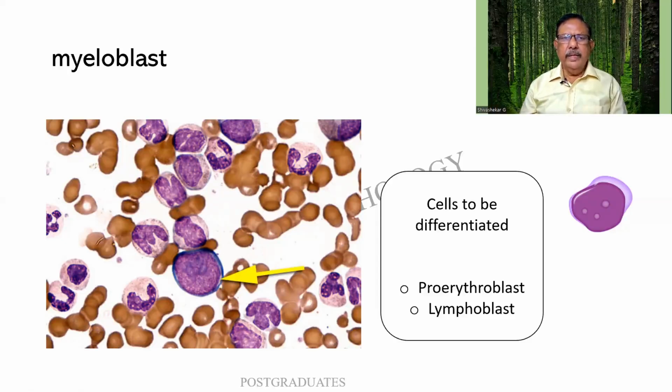In this case, we should have a doubt. What other cell can it be confused with? One can be a proerythroblast. Proerythroblast is a precursor of a basophilic erythroblast, after which you have the other cells. That is one. Two can be a lymphoblast. This is extremely important for us in making a diagnosis in the leukemia. So this is the myeloblast.